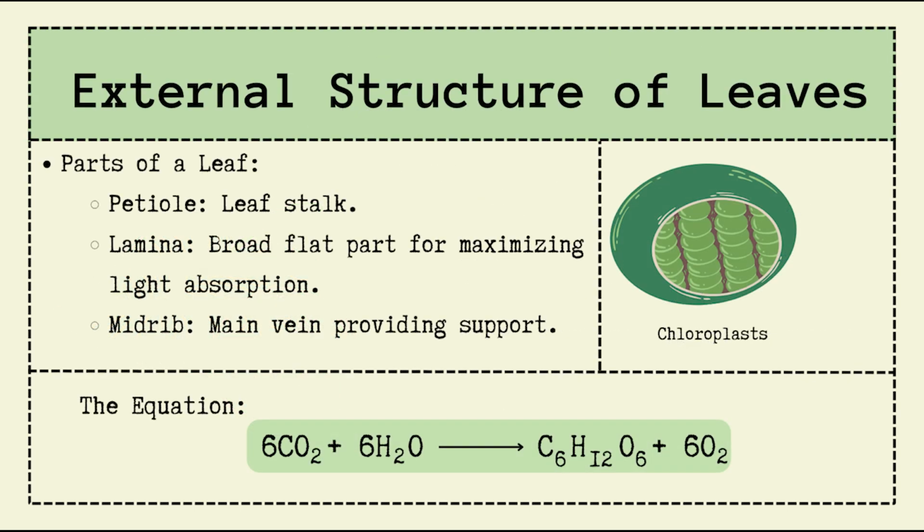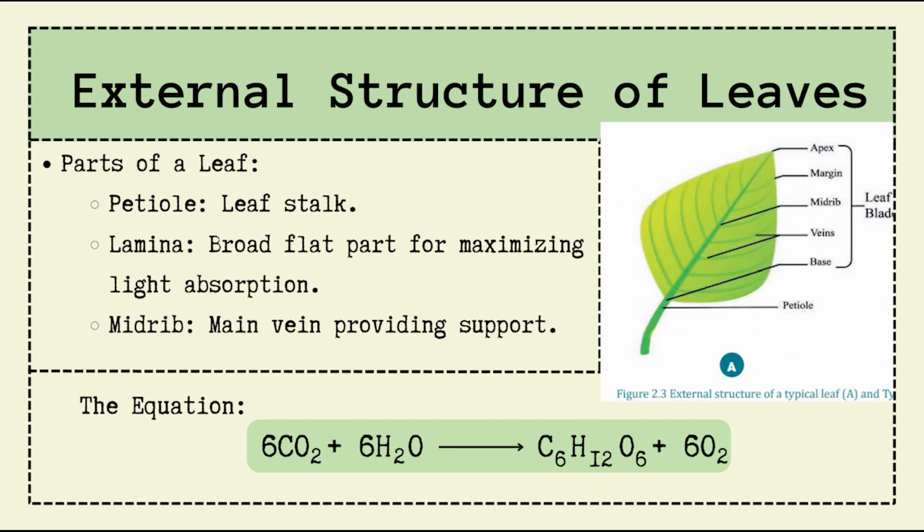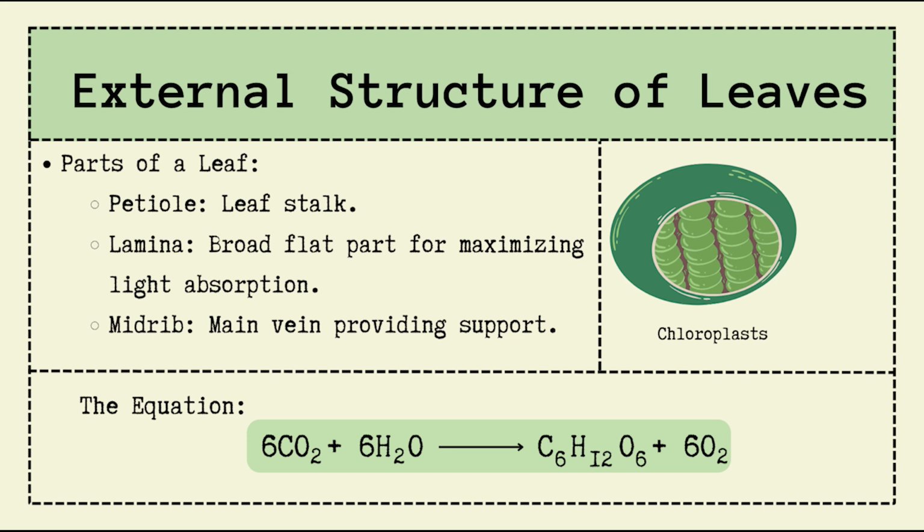External structure of leaves. Let's take a closer look at a leaf. The petiole. The petiole is the stalk that attaches the leaf to the stem. The lamina. The lamina is the broad, flat surface that captures sunlight. The midrib is the central vein that supports the leaf and carries water and nutrients. These structures are perfectly adapted to help the plant perform photosynthesis efficiently.